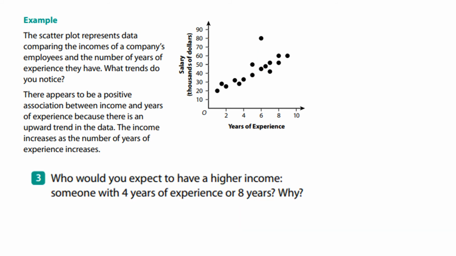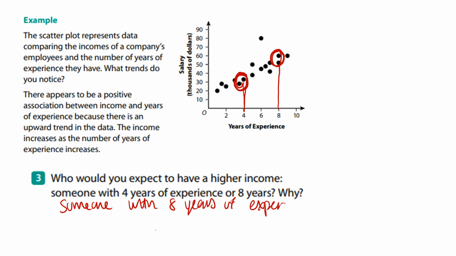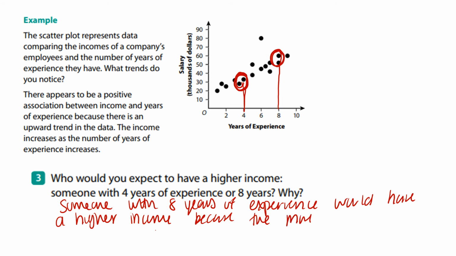For number 3, we're still using the same scatter plot, and it says who would you expect to have a higher income? Someone with 4 years of experience or 8 years? So with 4 years of experience, that would put you about right here, and with someone with 8 years of experience, that would put you about right here. So someone with 8 years of experience would have a higher income because the more years you work, the more money you make.